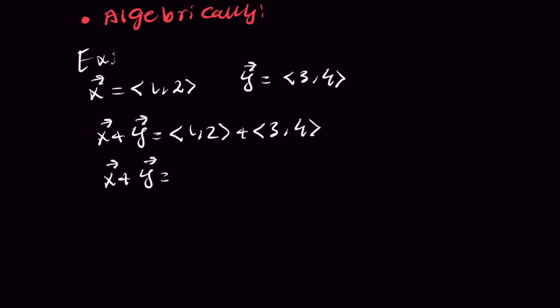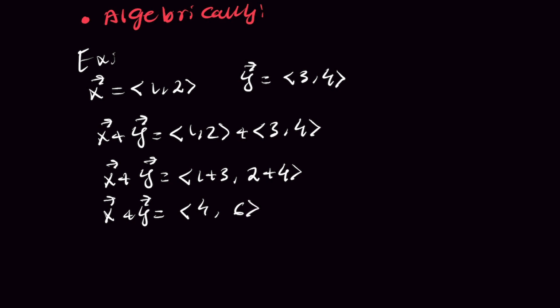So we add x coordinate with x coordinate, which means 1 plus 3, and y coordinate with y coordinate, 2 plus 4. Then x plus y is equal to 1 plus 3 is 4, and 2 plus 4 is 6. So finally our answer is this.